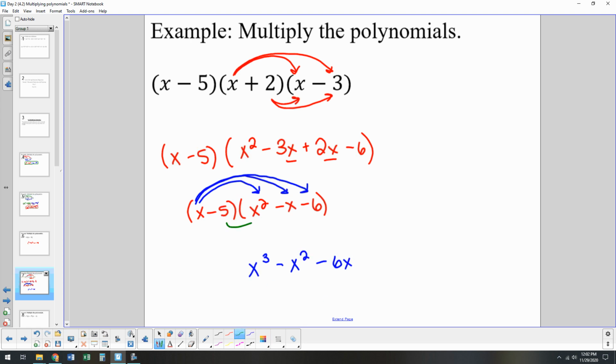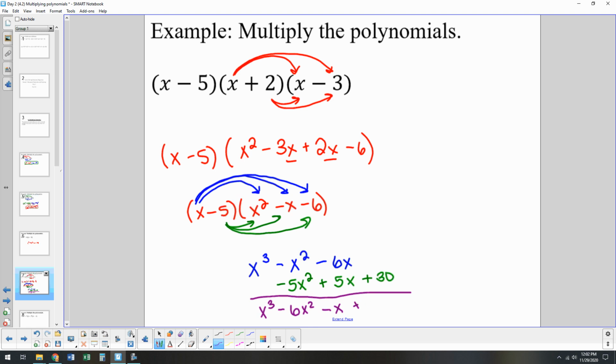And now we're going to take the negative 5 and distribute it. You can keep writing it here, but I like to line them up. Negative 5 times x squared is negative 5x squared, so I'm going to put that under my other x squared. Then negative 5 times negative x is plus 5x. Again, I'm lining up the common terms. Then negative 5 times negative 6 is plus 30. So now all I have to do is add them. X cubed, that's negative 6x squared, that's minus x plus 30. And that's my answer for that problem.